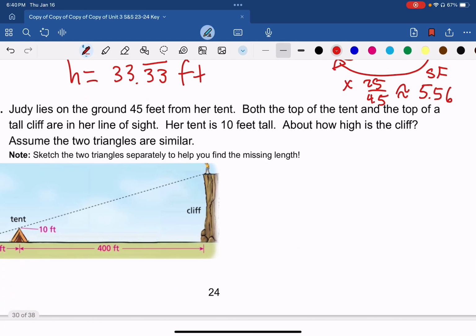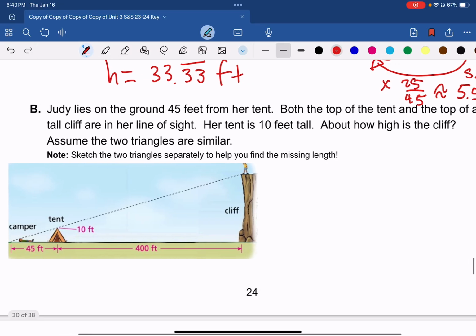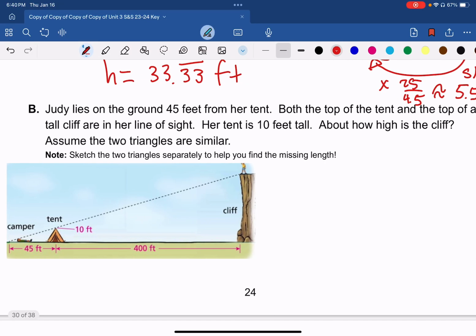Let's take a look at the next question. Judy's lying on the ground 45 feet from her tent. Cool. Thanks, Judy. 45 feet from her tent. Now, here's the thing. The way this picture is looking, they didn't draw separate triangles this time. I'm going to draw them as we go just to see if it makes a difference. So Judy is lying on the ground 45 feet from her tent.